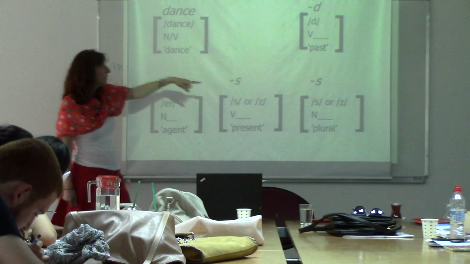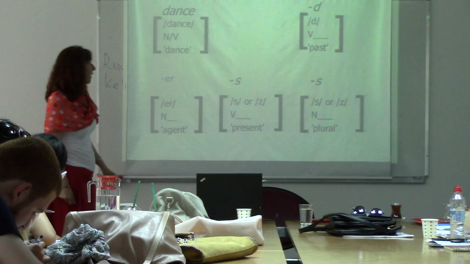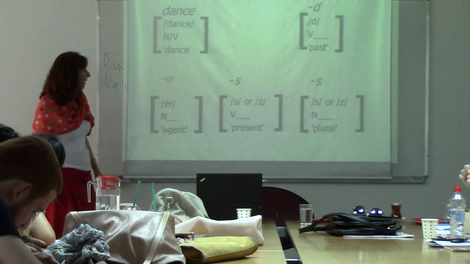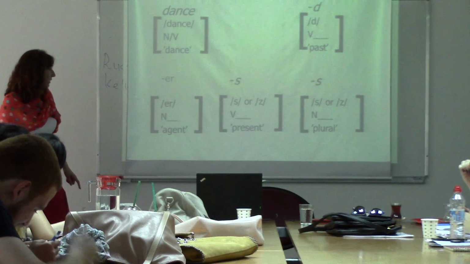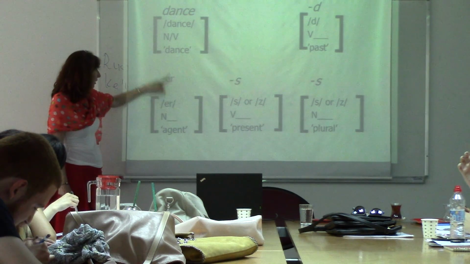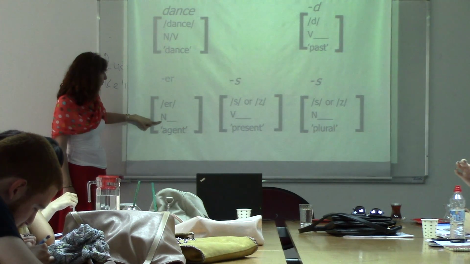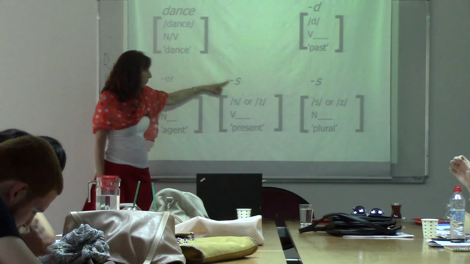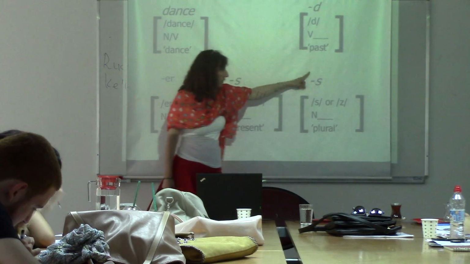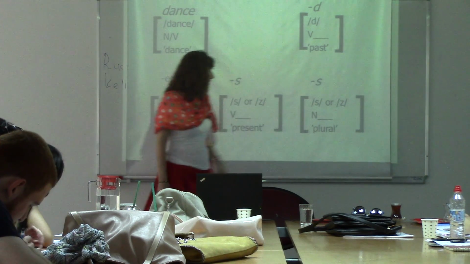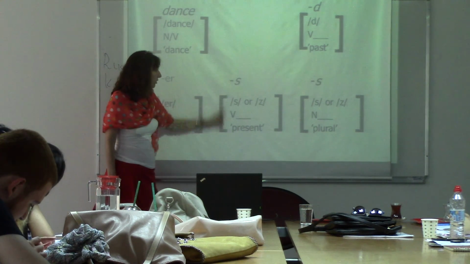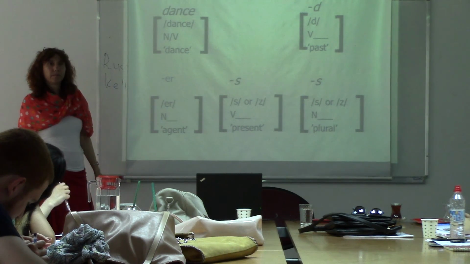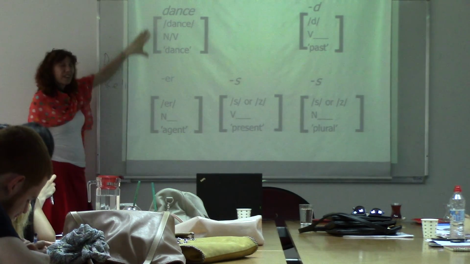If it's a verb, the suffix D applies to it to produce a past. When it's a noun, there is a nominal affix that produces an agent out of it, and there is a suffix that produces its plural, and there is also, if it's a verb, the S that produces its present. Okay, so these kinds of things.